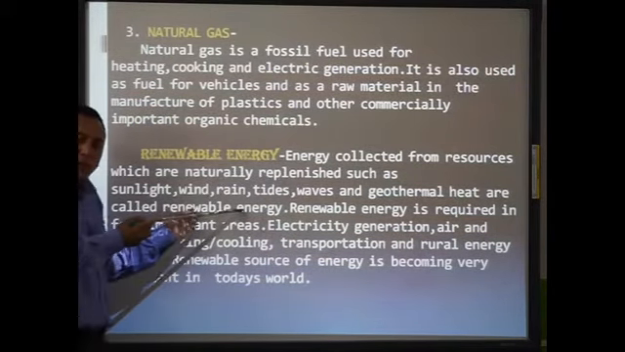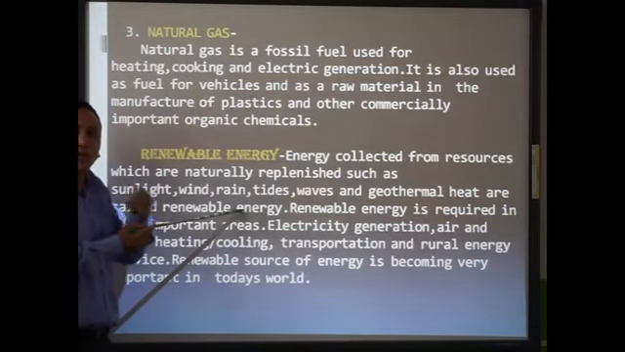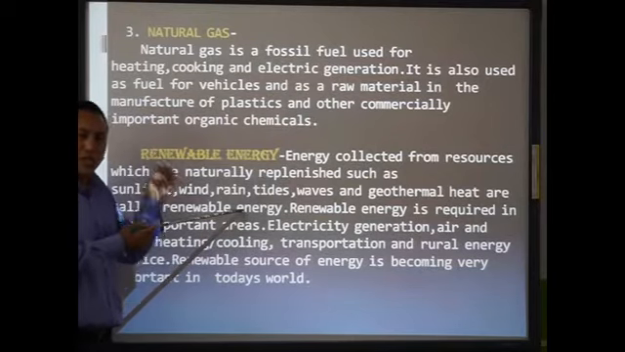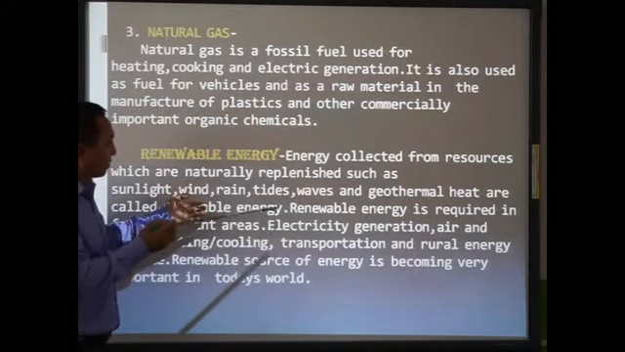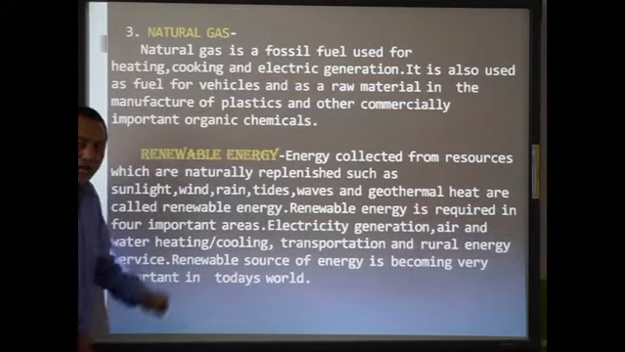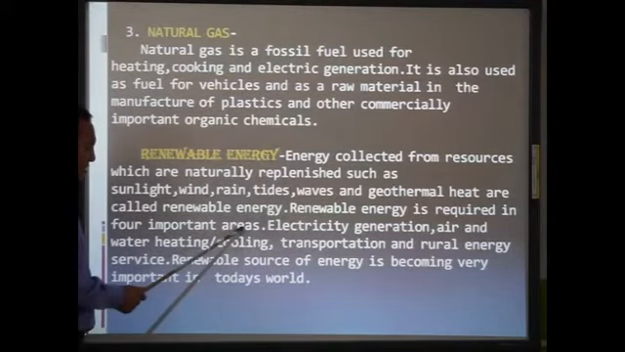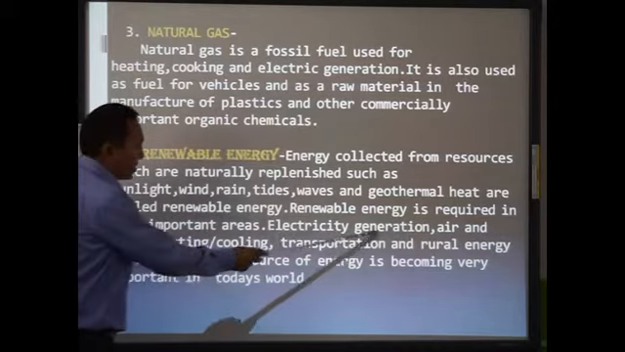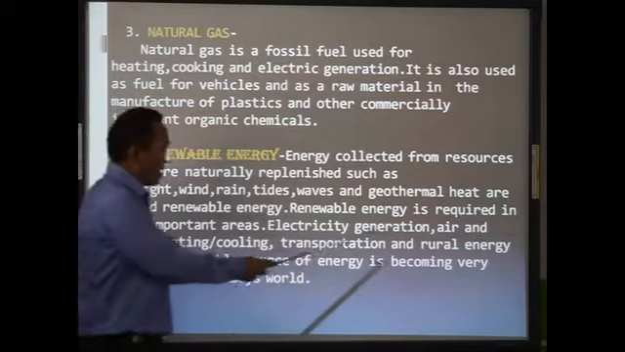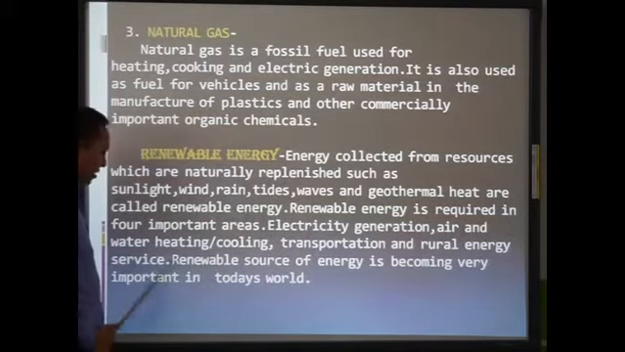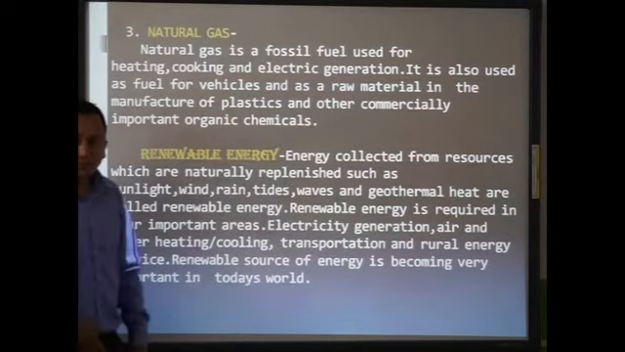That means a renewable source of energy can be used again and again. They don't finish. Examples are wind energy, solar energy, tidal energy, geothermal energy, even hydroelectricity. Renewable energy is required in 4 important areas: electricity generation, air and water heating and cooling, transportation, and rural energy service. Renewable sources of energy are becoming very important in today's world.